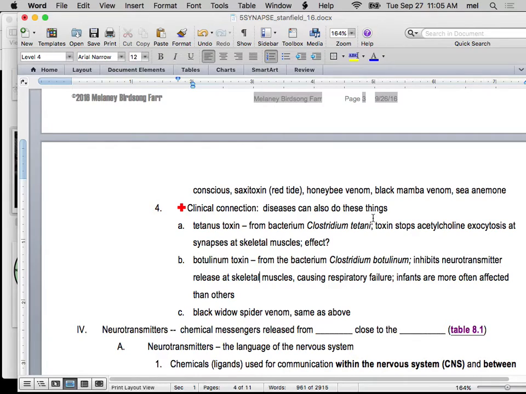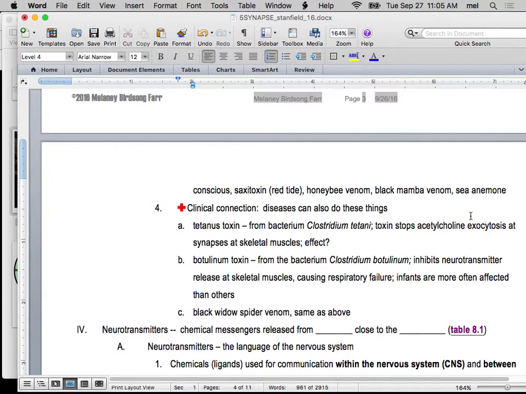It doesn't have to be rusty, it doesn't have to be a nail, but it usually has to be a puncture wound that closes on itself. When the puncture wound closes on itself, you start to produce the toxin. Even if you get antibiotics, it doesn't make any difference, because it's the toxin, not the living organism, that causes problems. It stops acetylcholine exocytosis at synapses for skeletal muscles, so your skeletal muscles cannot act properly. If it happens enough, you can get paralysis of the diaphragm and it can kill you.